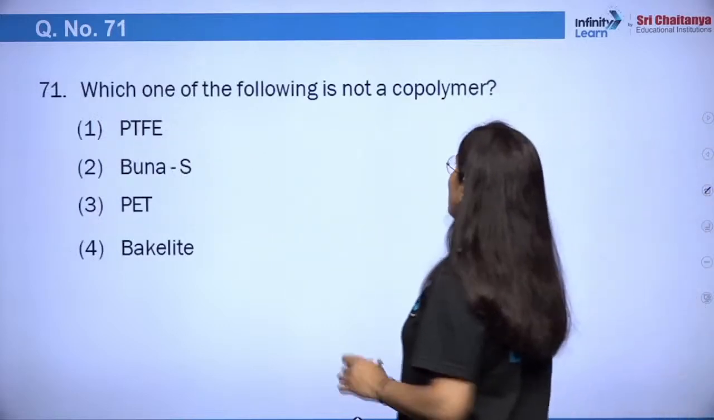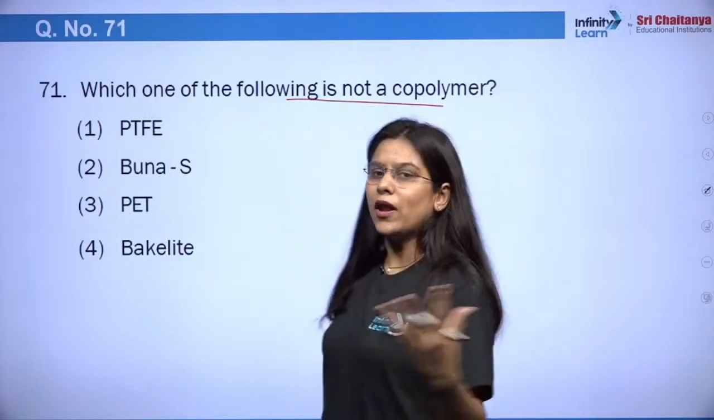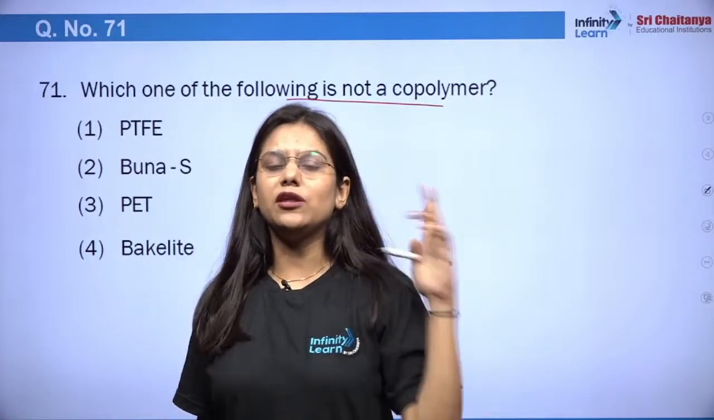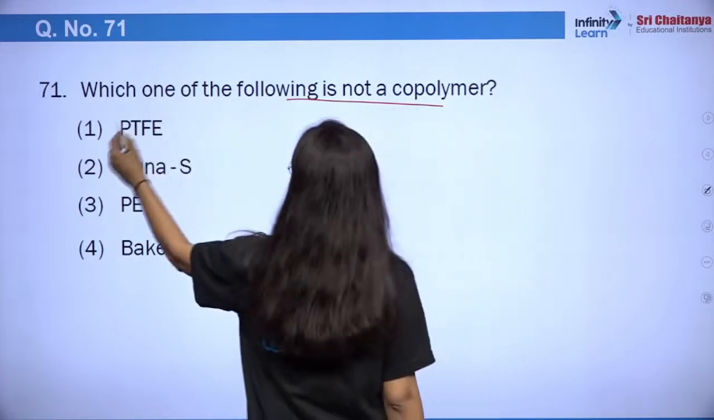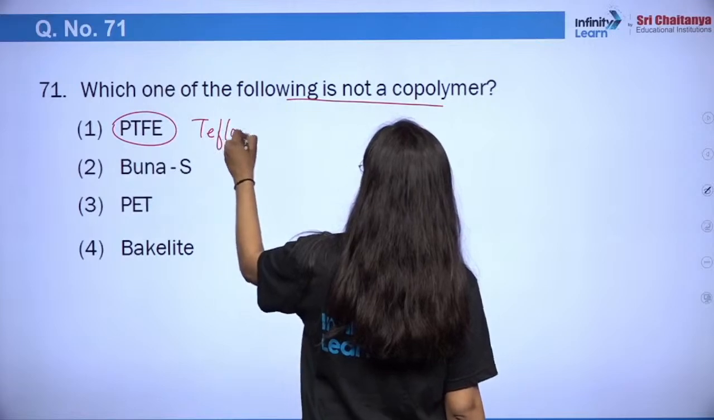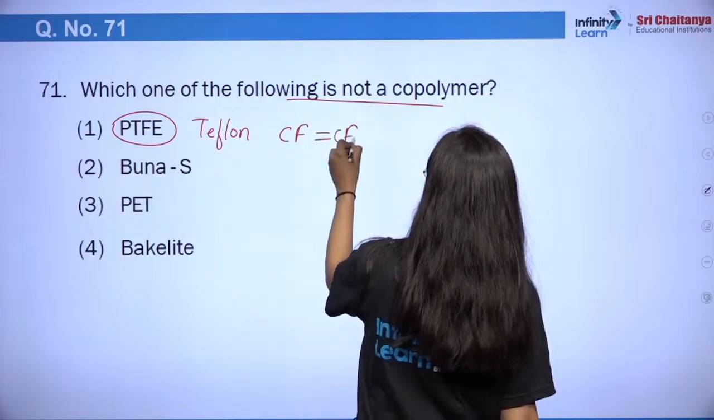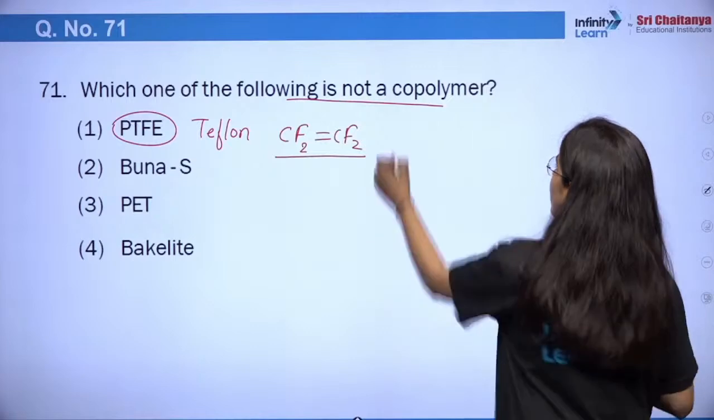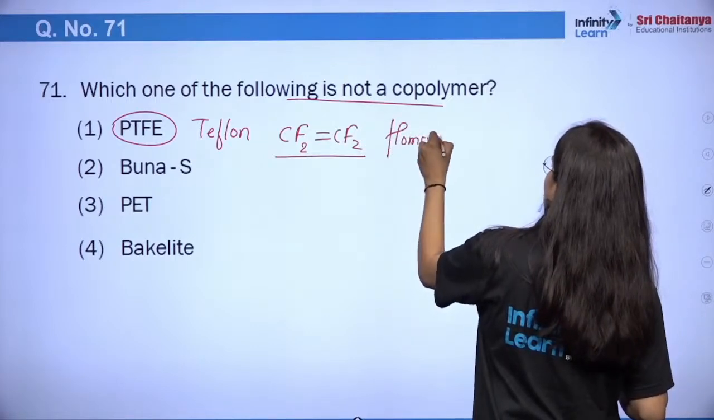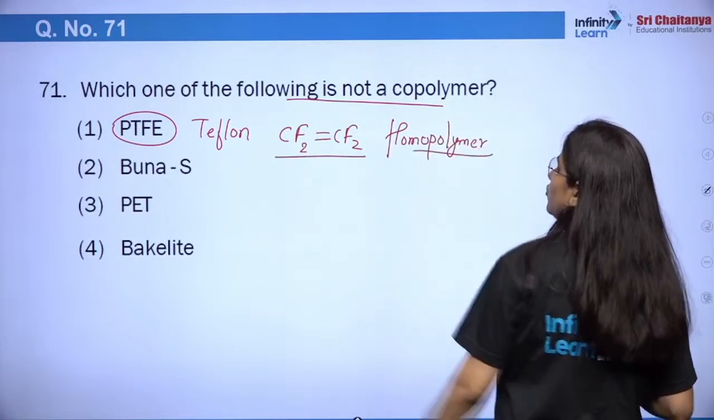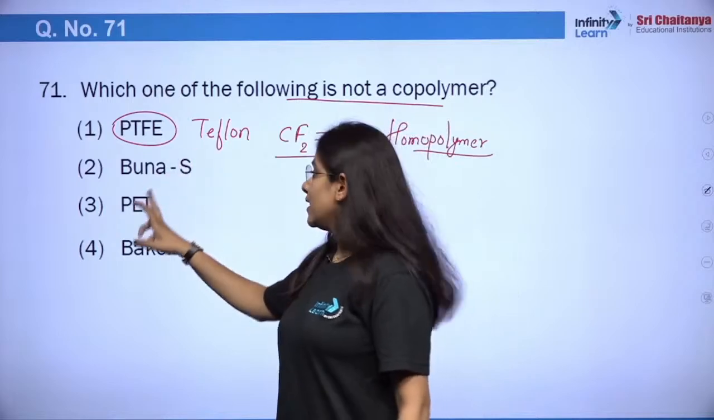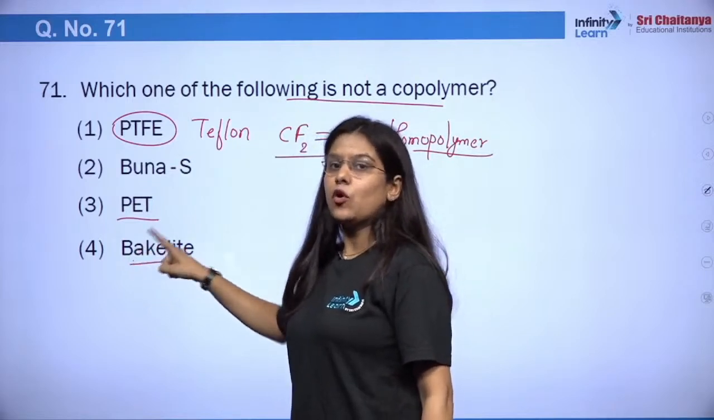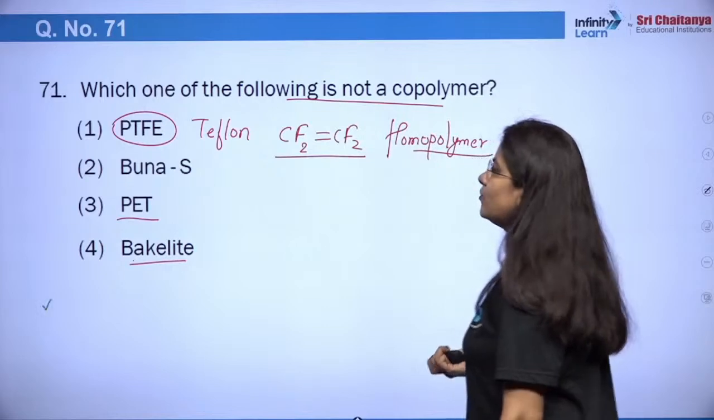Next question. Which of the following is not a copolymer? Now what is a copolymer? A copolymer is formed by two different monomers. Simple, right? And a homopolymer is formed by only one type of monomer. So first, what is this? Teflon. Teflon is formed by only one monomer, that is CF2. So this is a homopolymer, not a copolymer. All others are copolymers. Buna-S is made up of styrene and butadiene, PET is also a copolymer, and Bakelite is formed by phenol and formaldehyde. So the answer is option number 1.